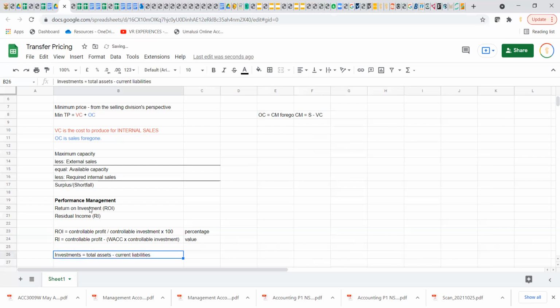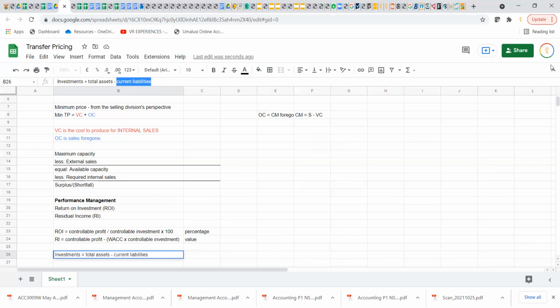So you must ask yourself, which of these total assets can the manager control? Whichever are the total assets he controls, you include it. Then you look at the current liabilities and ask yourself, which of the current liabilities does the manager control? Whichever one he controls, you include it. Whichever one he does not control, you exclude it.